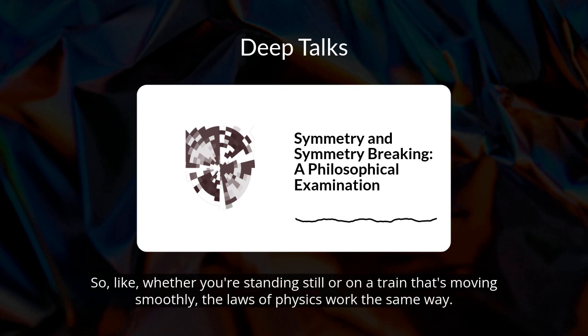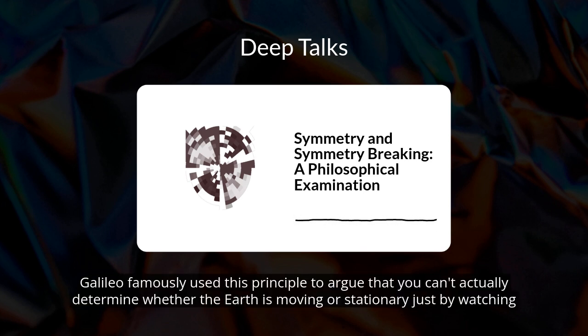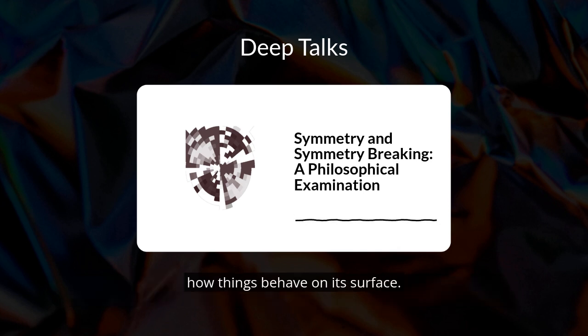So, like, whether you're standing still or on a train that's moving smoothly, the laws of physics work the same way. Exactly. Galileo famously used this principle to argue that you can't actually determine whether the Earth is moving or stationary just by watching how things behave on its surface. Oh, that's a pretty elegant way to put it. I like that. So then what about symmetry arguments? How do they differ from symmetry principles?